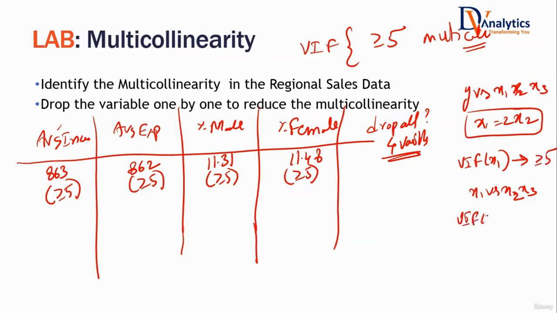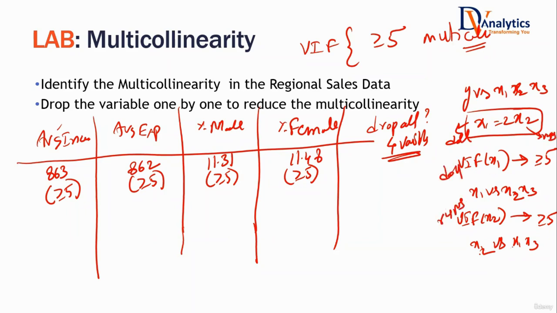When you're calculating VIF of x2, which will be x2 versus x1, x3, will it be more than 5 or less than 5? More than 5, because it is x2 versus x1. This can be rewritten as x2 equal to 0.5 times x1. So this will be more. Imagine x1 is income in dollars and x2 is income in rupees. Income in dollars will also have VIF more than 5, and rupees will also have VIF more than 5.